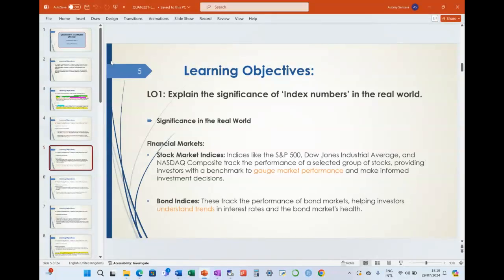Then financial markets, stock market indexes. So in South Africa, we obviously have the All Share Index. We also have the JSE Top 40 index. Okay. There you can gauge market performance. Did it increase? Did it go down?